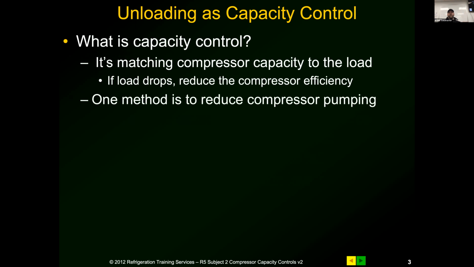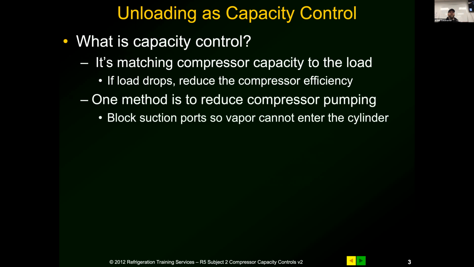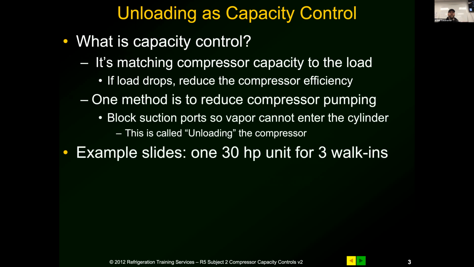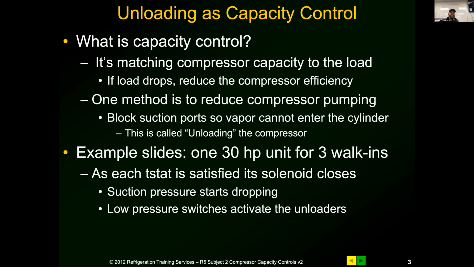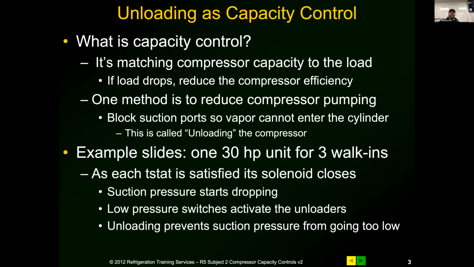One method is to reduce the compressor pumping: block suction ports so vapor cannot enter the cylinder. This is called unloading. I'll show you some slides. As each heat status is satisfied, the solenoid closes. Suction pressure starts dropping. The low pressure switch activates the unloaders. Unloading prevents suction pressure from going too low.